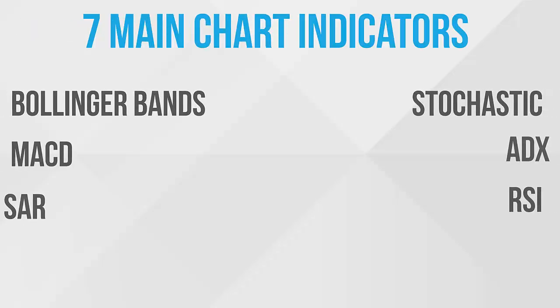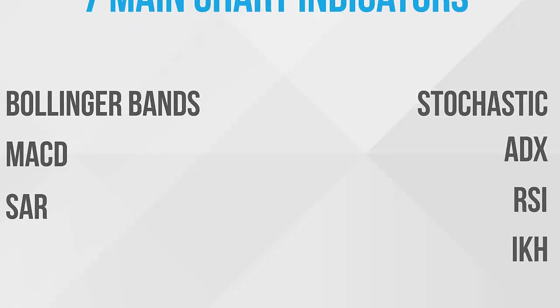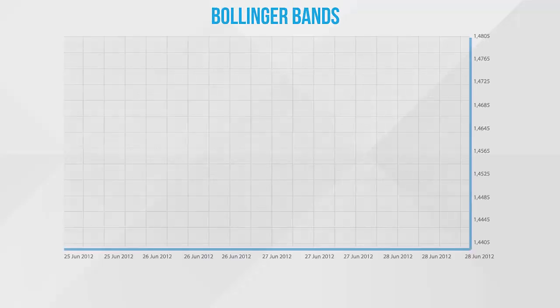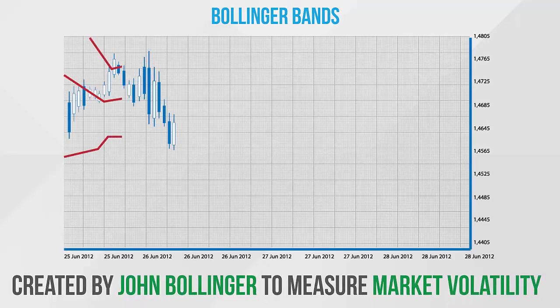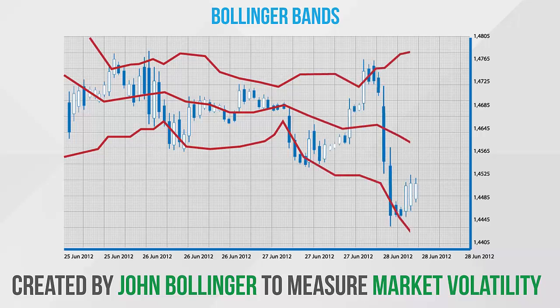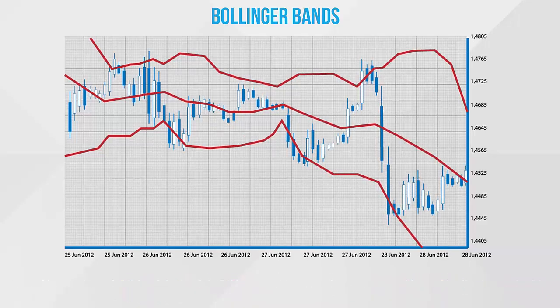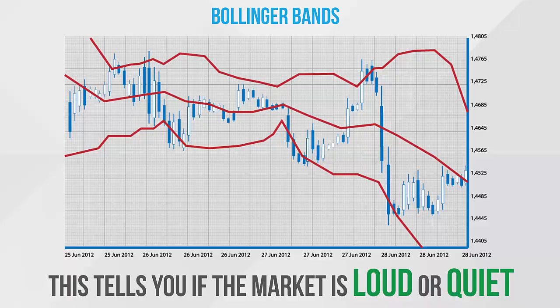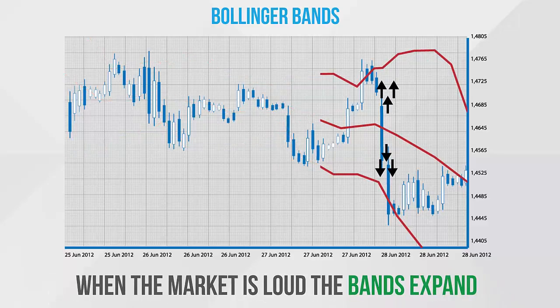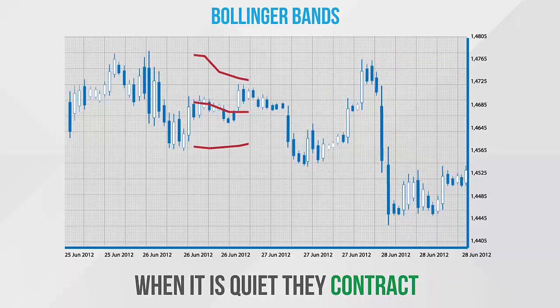There are 7 main chart indicators that are used extensively by Forex traders. One of the most popular indicators is Bollinger Bands. This is an indicator that was created by John Bollinger and is used to measure the volatility of a market. This tells you whether the market is loud or quiet. When the market is loud, the bands expand, and when it is quiet, they contract.